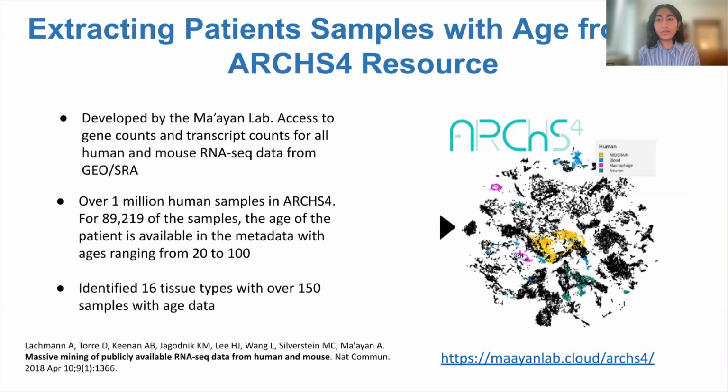A critical component of the project is ARCHS4. ARCHS4 is another resource that was developed by the Ma'ayan lab. It provides access to uniformly aligned gene counts and transcript counts for all human and mouse RNA-seq datasets from the NCBI Gene Expression Omnibus. Led by Dr. Alex Lachmann, a research assistant professor in the Ma'ayan lab, ARCHS4 currently contains over 1 million samples. For around 89,000 of these samples, the age of the patient is available in the metadata. Additionally, we identified 16 tissue types with over 150 samples that have this age annotation.